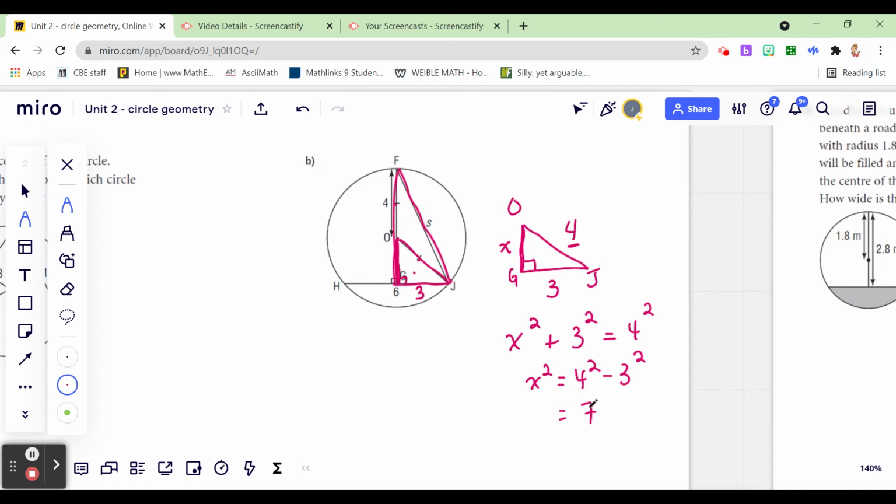Okay, so I know that X squared is equal to 7. So X is equal to the square root of 7. Okay, and I'm going to just leave it like that so that I don't miss any decimals. So I don't want to approximate quite yet. Okay, so I now know that this side here is root 7. Okay, so now I can add that to my full length here.